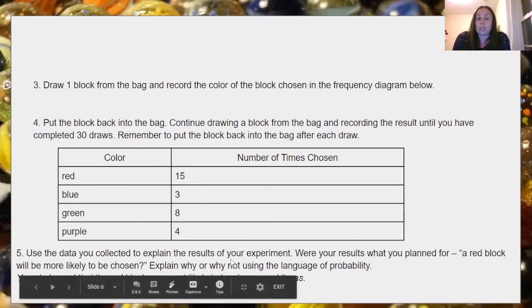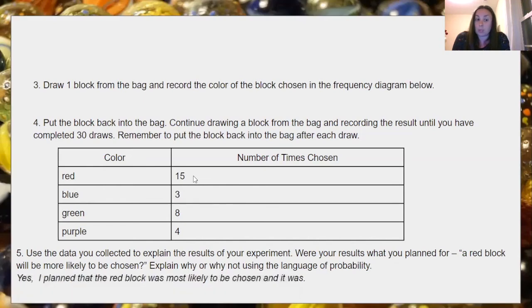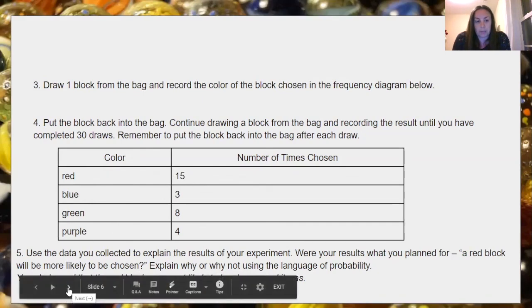So I used the data, and let's see, did I draw red the most? Was it more likely to draw red? Yes, I planned that the red block was most likely to be chosen. I had the most red in my bag, and it was more likely to be chosen.